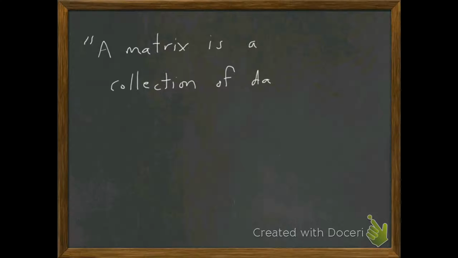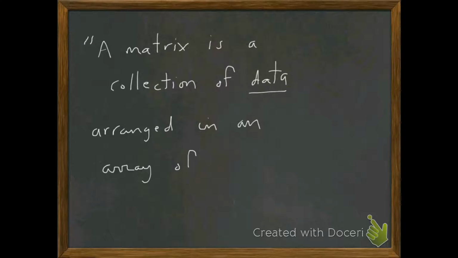All right, guys, what's a matrix? Well, a matrix is, let's just say, a collection of data, and we're going to look at it from a statistics perspective, arranged in an array of m rows and n columns. Pretend I can spell columns. That was ugly.